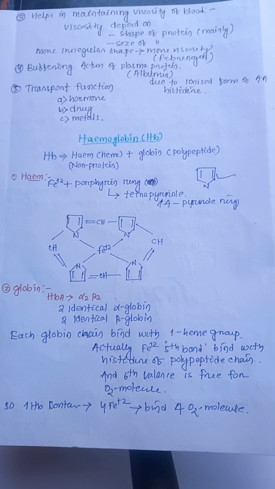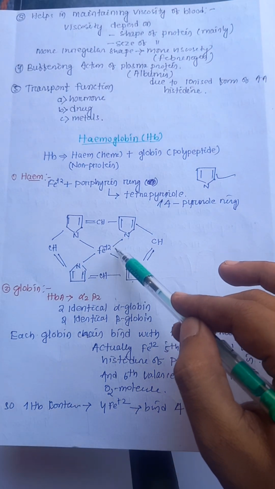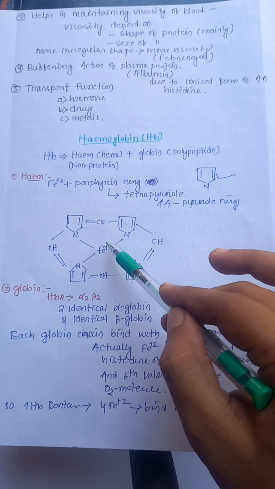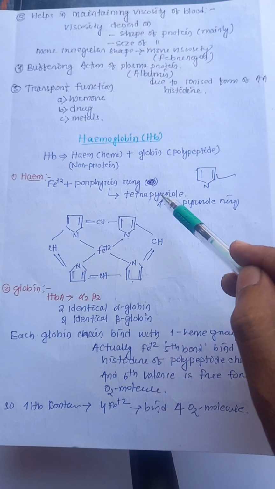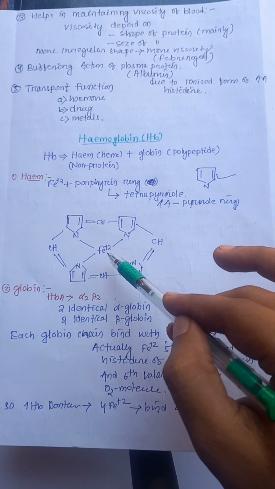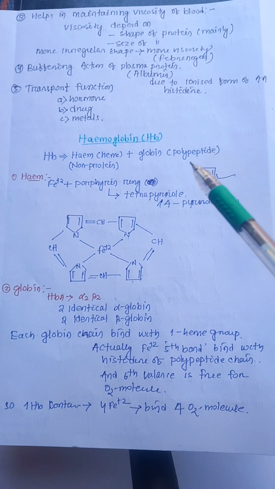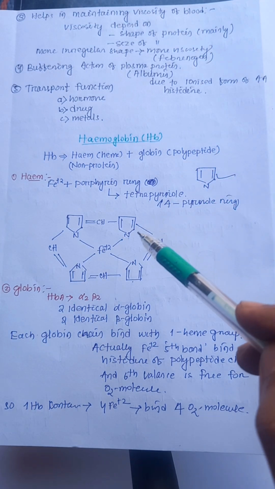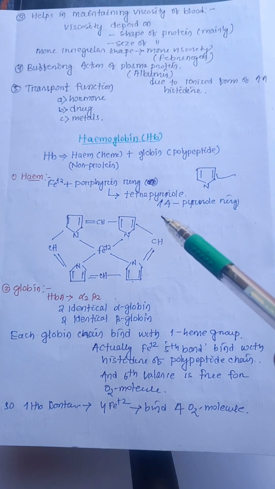Actually what happens is, this iron binds with the four nitrogens, and another bond it forms is with the protein part of the polypeptide chain, mostly histidine. And the remaining one bond: as you know, Fe2+ has a valency of 6, so six bonds can form.